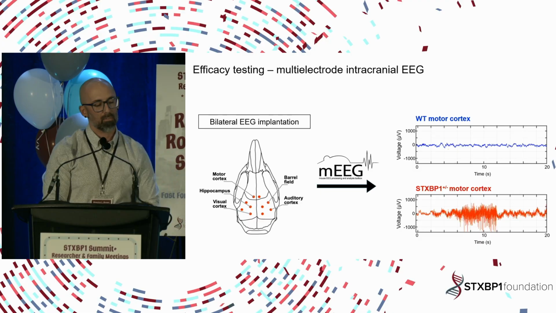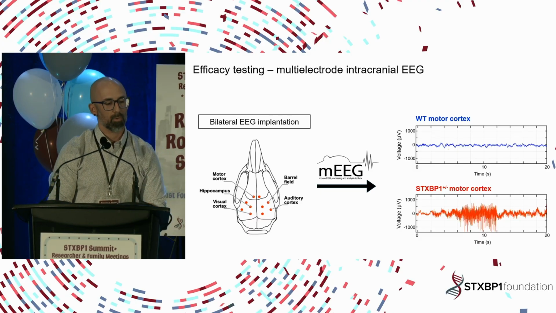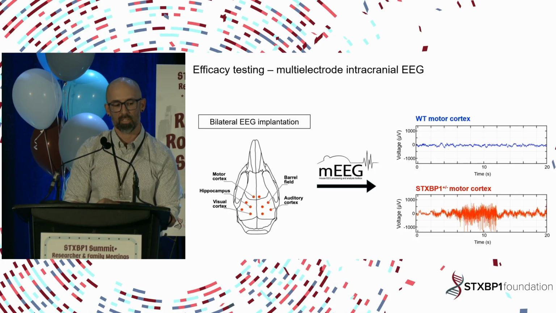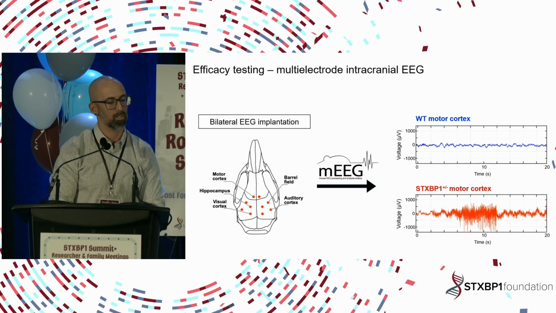And here's just an example of readouts from this. We're just looking at motor cortex here, but as we've seen in other talks today, pretty robust seizure phenotypes, at least relative to spike wave discharges, which we're seeing there.